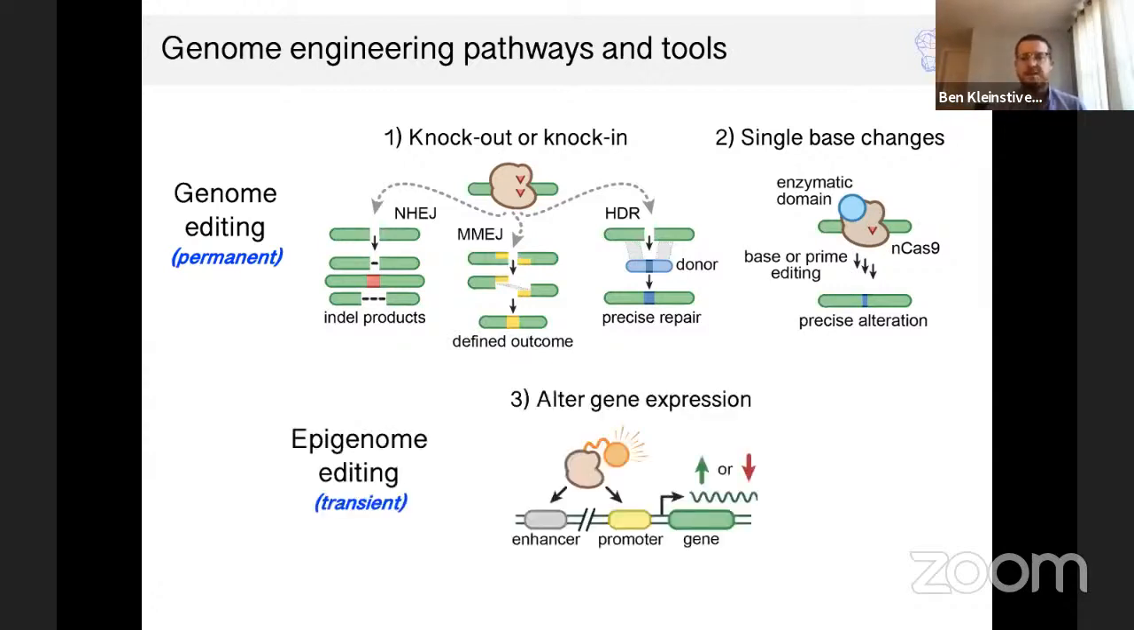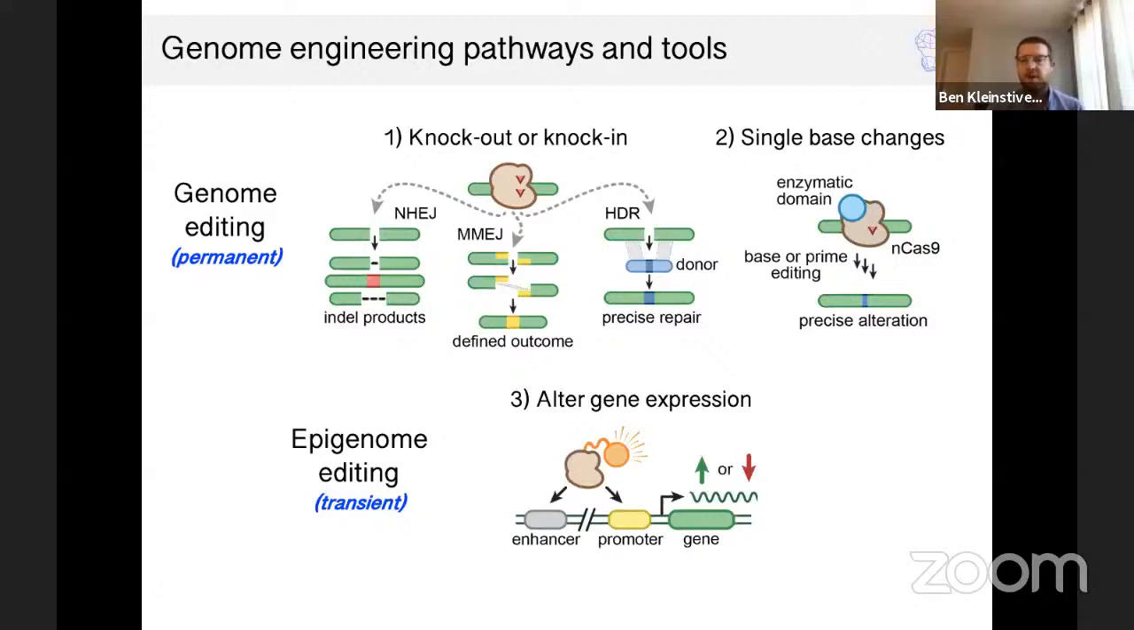Beyond this class of genome engineering technology, there are other types of tools that allow us to make more transient perturbations to the genome, one of which is called epigenome editing, where you can take a CRISPR molecule or any type of DNA binding molecule and fuse some sort of heterologous effector protein to that DNA binding domain. By tethering that to certain positions in the genome, you can perturb transcriptional states. So you can activate or repress gene transcription.